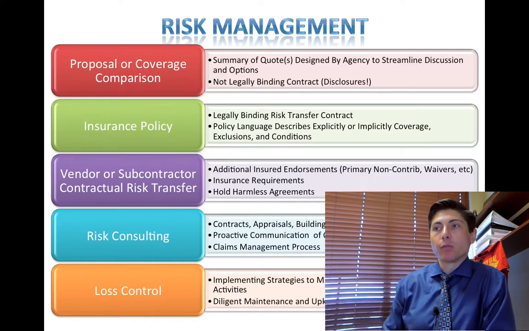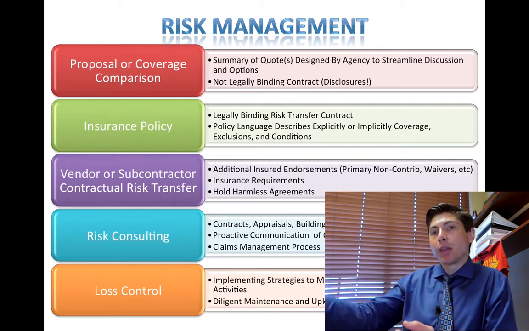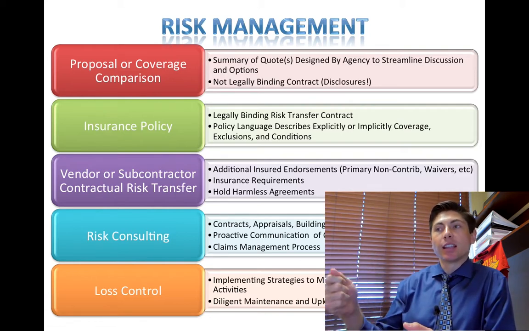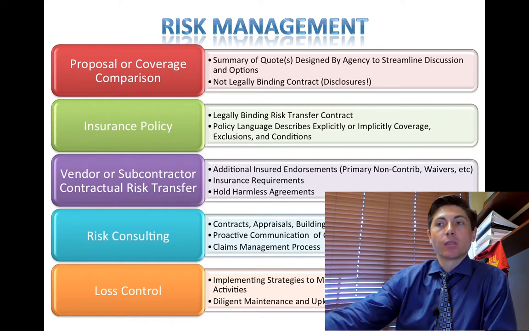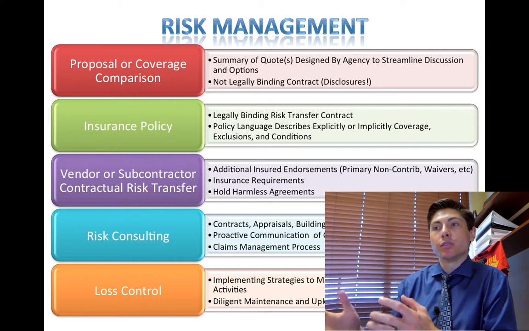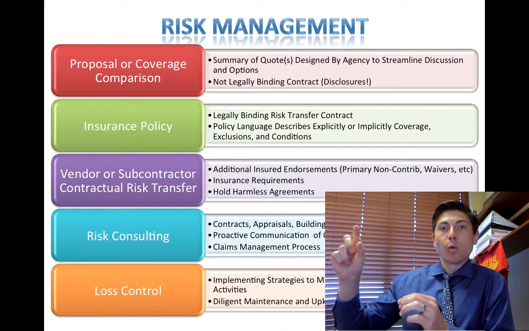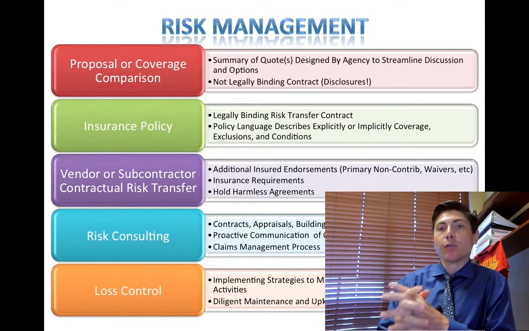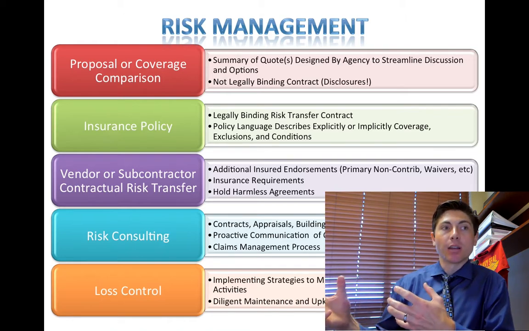So I put in here: legally binding risk transfer contract that you don't usually get until 30 days after binding. So they better be right, because once you sign that contract, once you pay that first check, you're not going to actually get the contract, if you're going to read it at all, until 30, 45, sometimes 60 days later. And that's what's going to include the policy language, the explicit or implicit coverages, exclusions, and conditions. And even if you did read and review these insurance policies, the way insurance policies are written is very different than the way people read or interpret. Even from a legal standpoint, it can be very different.